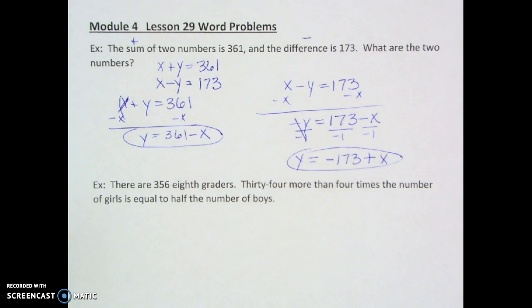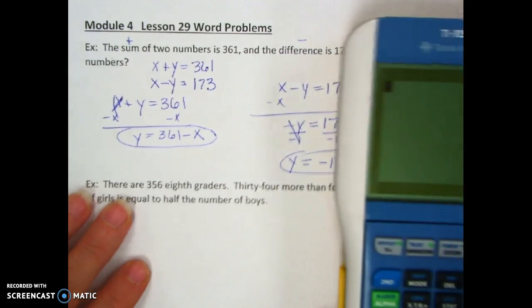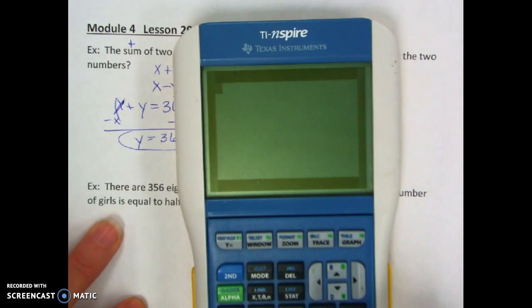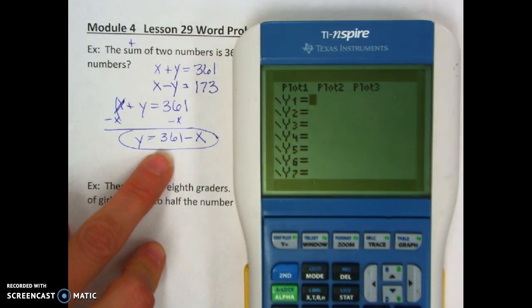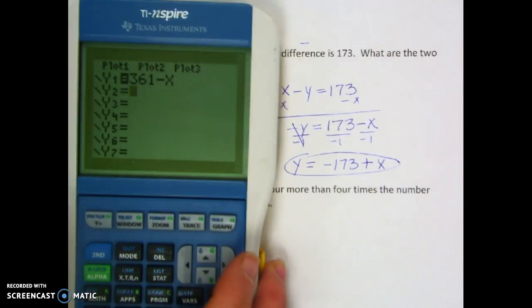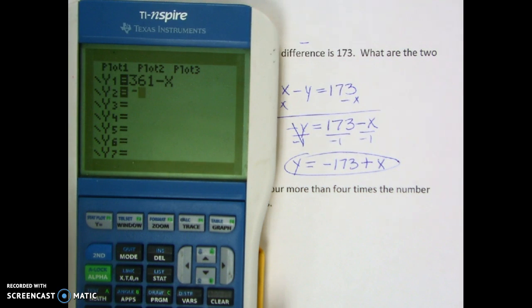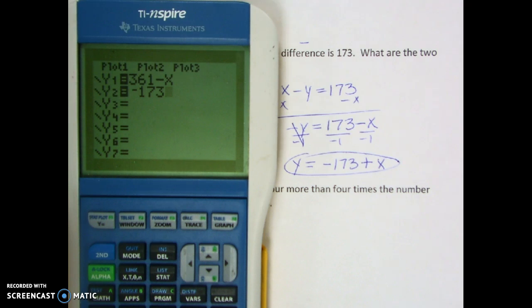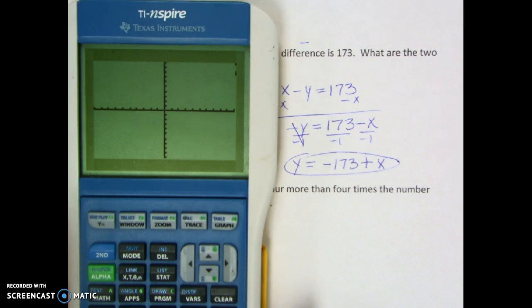So now what I want to do is go to my calculator and graph these two equations. So y equals, my first equation is 361 minus x. My second equation is negative 173 plus x. So we take a look at the graph.